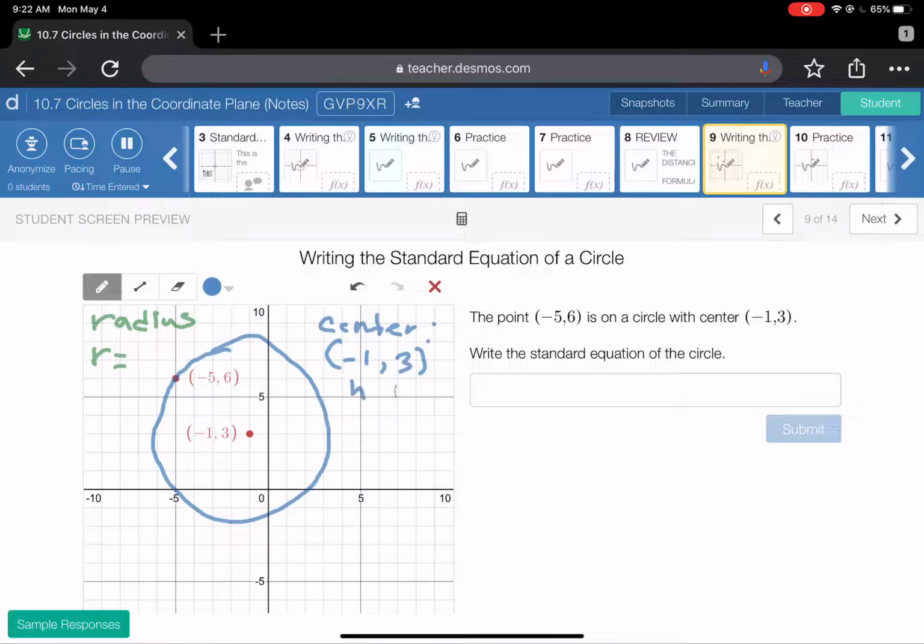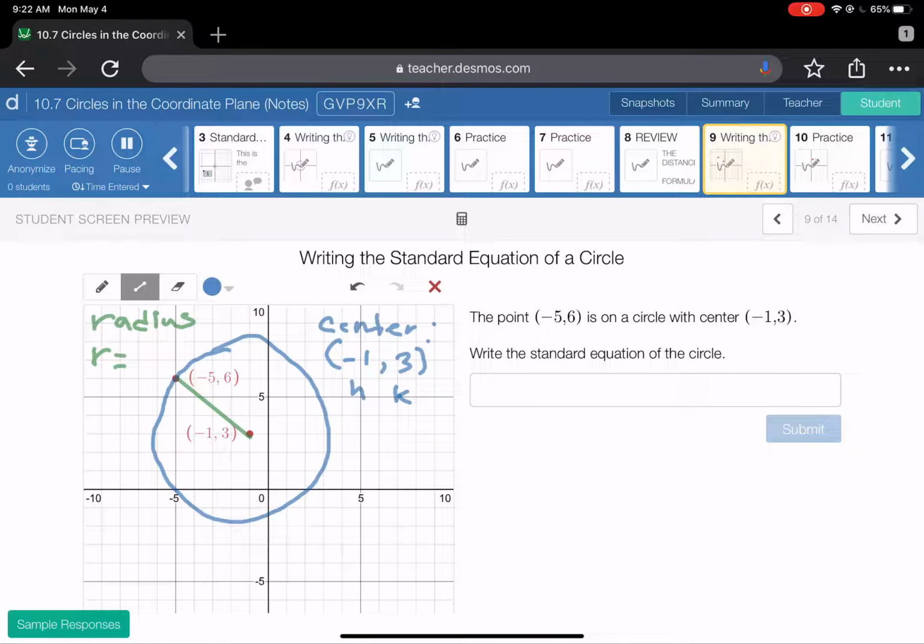So that's our h, that's our k for the equation. What we don't have is the radius. I don't know how far this point in the center is from the outer point, just because there's no way for me to count that as a regular number. So what we're going to do is use the distance formula. How far is this point (-1, 3) from the point (-5, 6)?